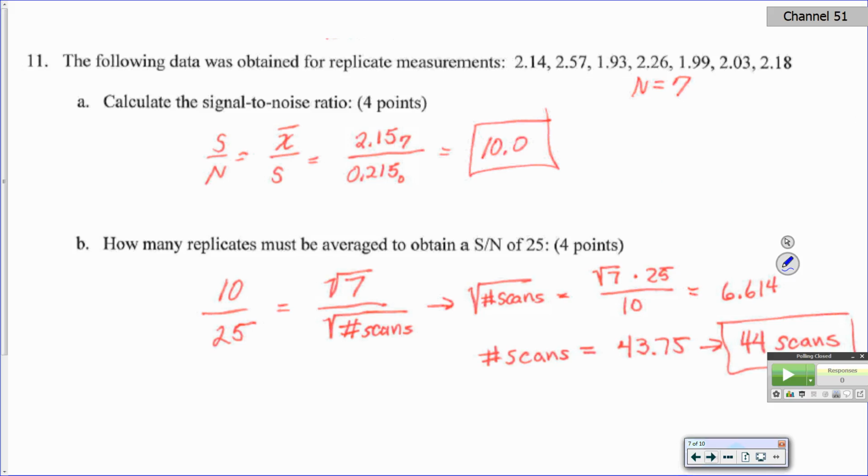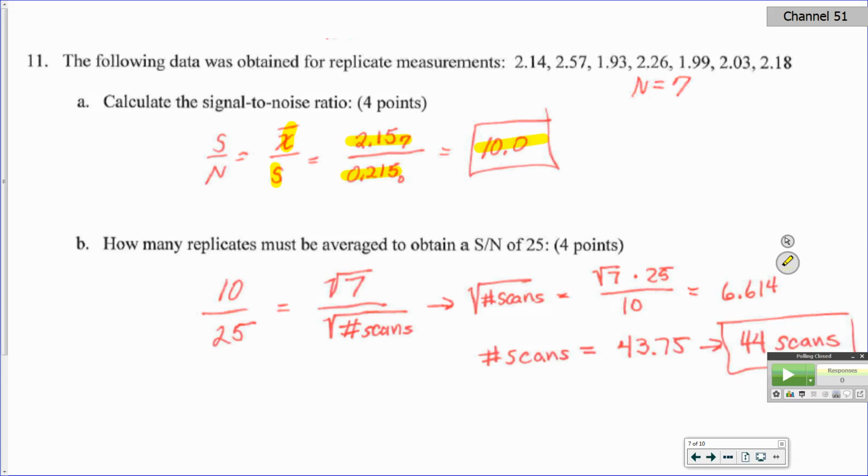Okay, this one should have been predictable, and I think we did well on it. So you've got a data set. Calculate the signal-to-noise ratio. Signal-to-noise ratio is equal to the average divided by the standard deviation. The average of that set was 2.15 with an insignificant 7. The standard deviation was 0.125, which comes up to a signal-to-noise of 10.0.